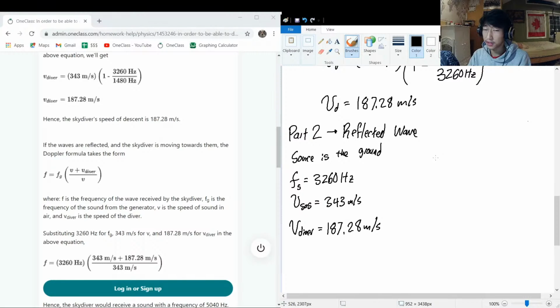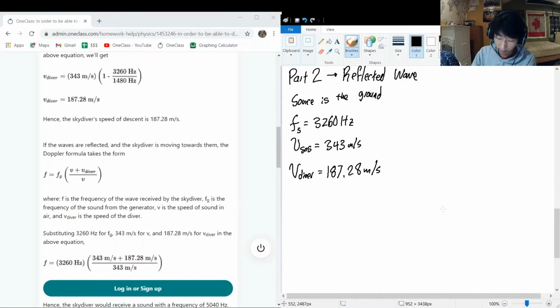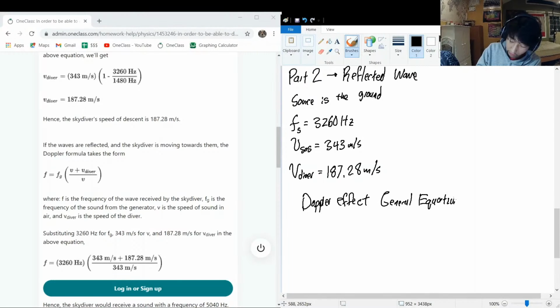Now we're going to be using pretty much the same equation as before, because even though the source is not moving, actually my bad, the source is not moving, it's the observer that's moving. So the more formal equation for the Doppler effect for a stationary source, here's the general equation. It looks as follows.